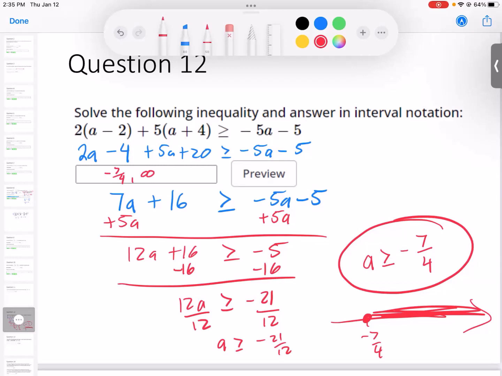And my negative 7/4 does work if I plug that in. So I'll do a square bracket, but you can't plug infinity into the equation because infinity is not a number. So you do a round bracket around infinity. If this had not had an or equal to sign, then you would do a round bracket around both of them.